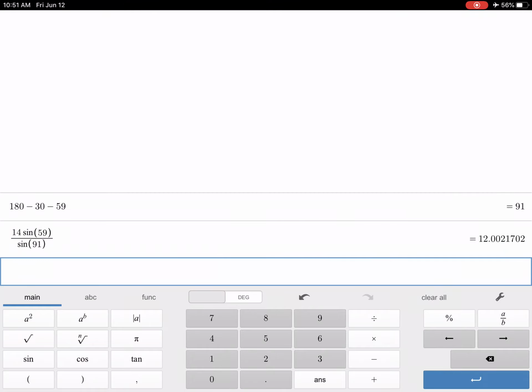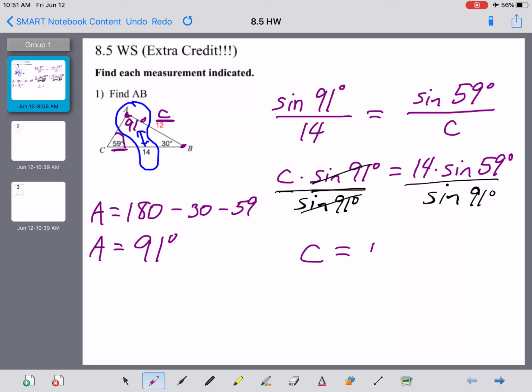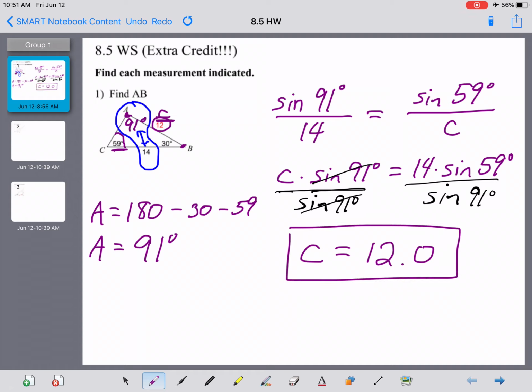Let's hit enter there, and we end up with 12.002. Now, the directions on this worksheet, if I'm not mistaken, said to round to the nearest tenth. That one's going to end up being 12.0 right on the nose. Even though it's 0.0, we still want to put the decimal and the 0 there to indicate that we rounded. Actually, as I look at their answer, they have just plain old 12, but we always want to round if we can. So that is the measure of little c. Okay, that's how number 1 worked.